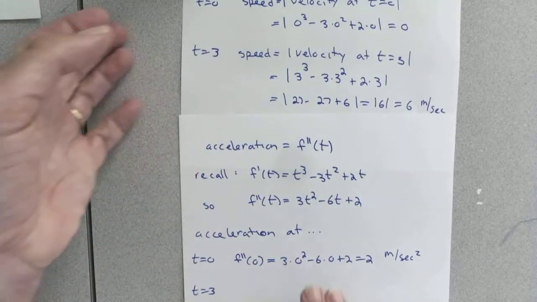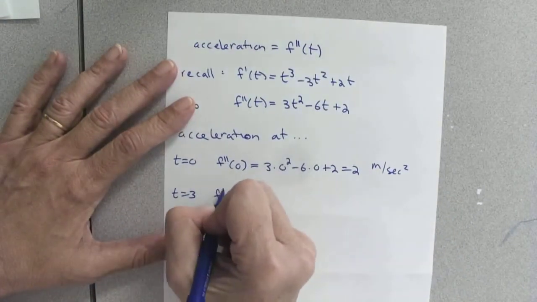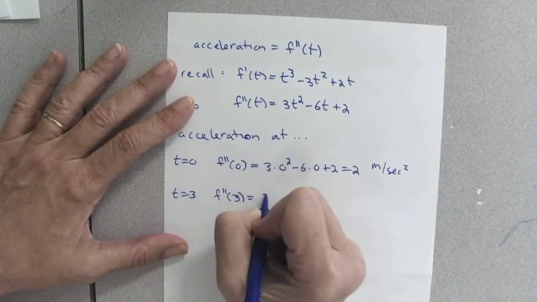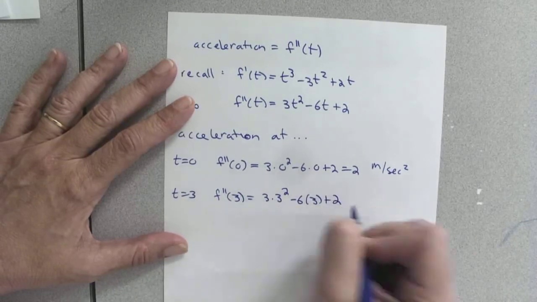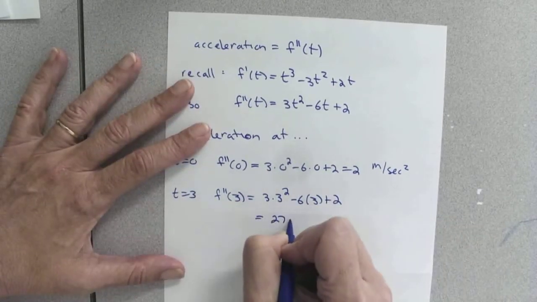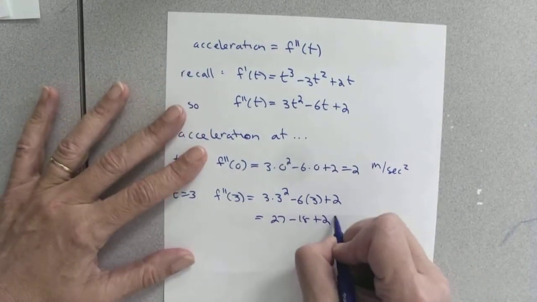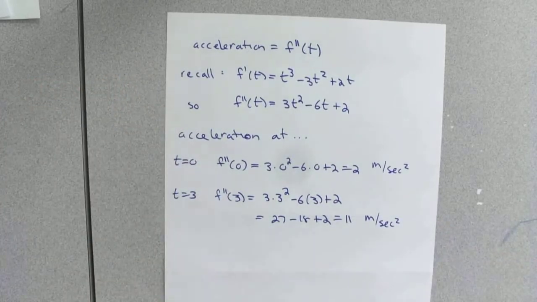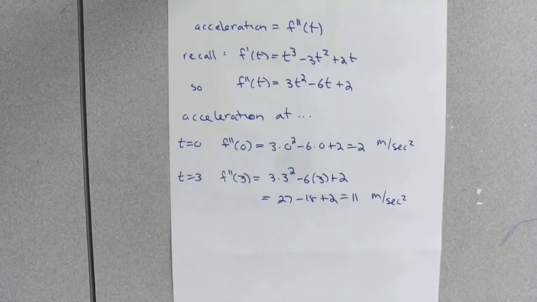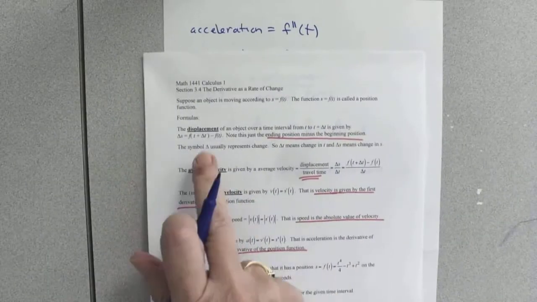And at t equals 3, again, just plug into my second derivative, so 3 times 3 squared minus 6 times 3 plus 2. So that's 27 minus 18 plus 2, which is 11. And that would be meters per second squared. So nothing too outrageously hard here. Just got to remember the little formulas.